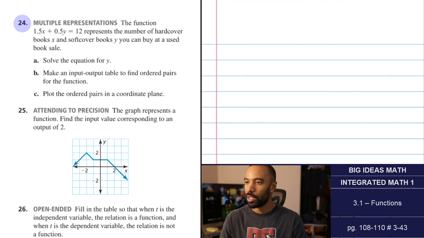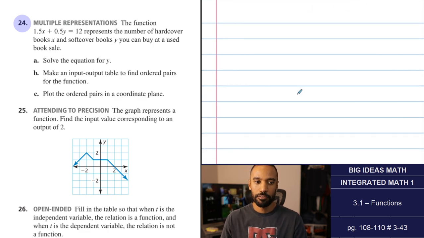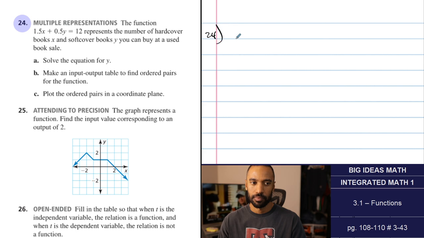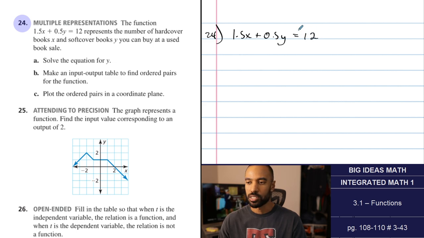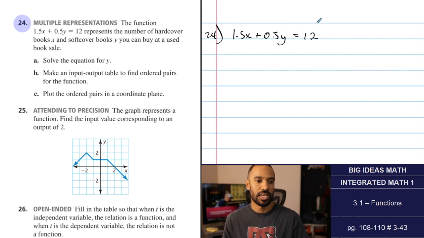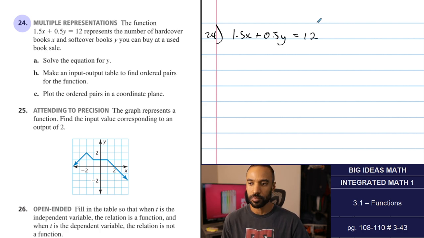But number 24, the function 1.5x plus 0.5y equals 12 represents the number of hardcover books X and softcover books Y you can buy at a used book sale. Solve the equation for Y.